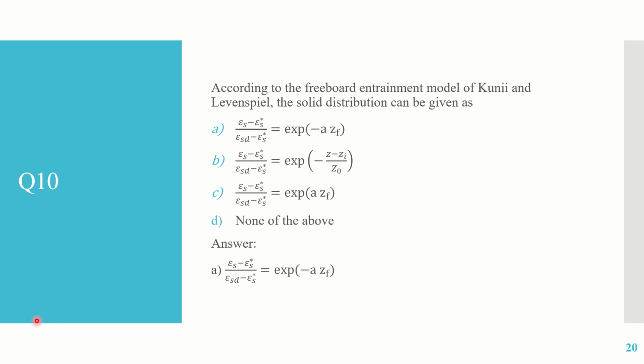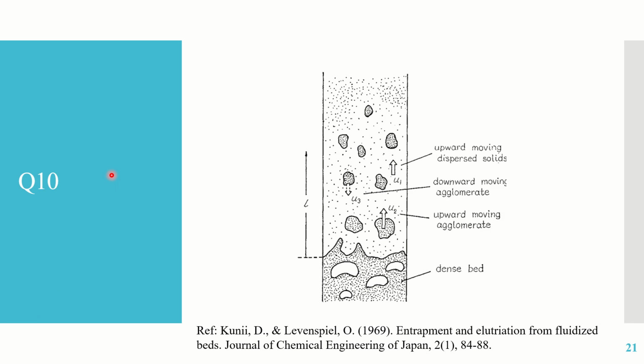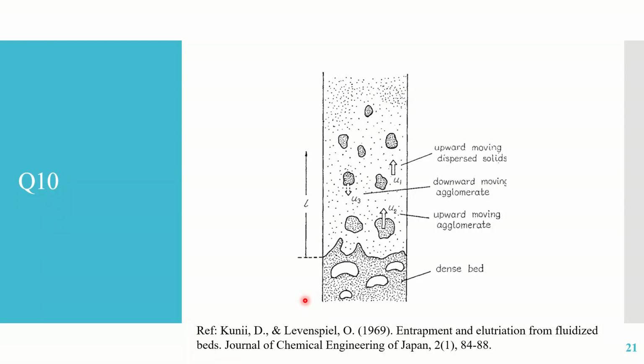So the answer is option A, that is epsilon s minus epsilon s star divided by epsilon sd minus epsilon s star is equal to exponential of minus a into zf, is the right answer. So we can see this is the entrainment model by Cooney and Levenspiel. This is the upward moving dispersed solid phase, this is an agglomerate which is moving upward, and this is moving downward. So this is one phase, this is the second phase, this is the third phase. This is the dense bed. So I hope this is clear. We'll go to question 11.